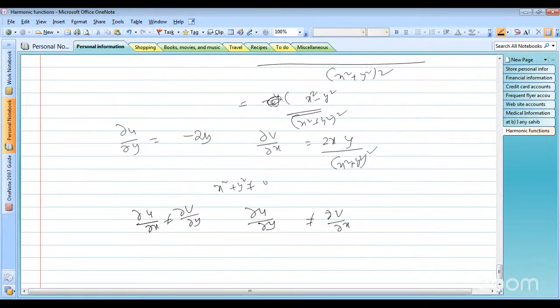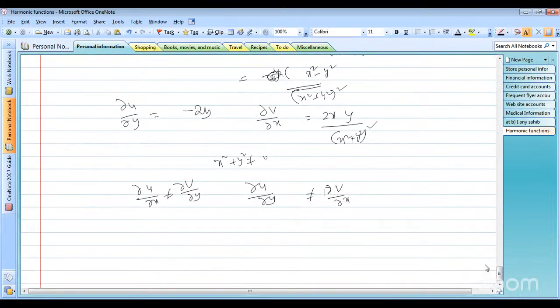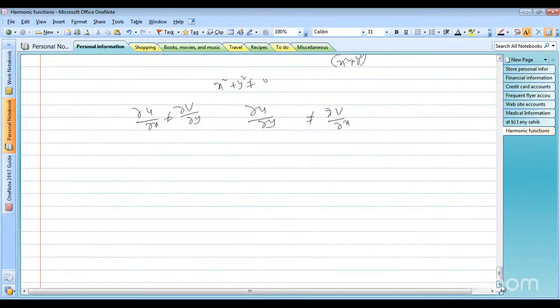So both values are not the same. Dou u by dou x equal to dou v by dou y? What is dou v by dou y? x square minus y square by x square plus y square. So both the values are not same. We are finding the values here. But evidently we are seeing here, therefore, u plus iv, we know that is not an analytic function.